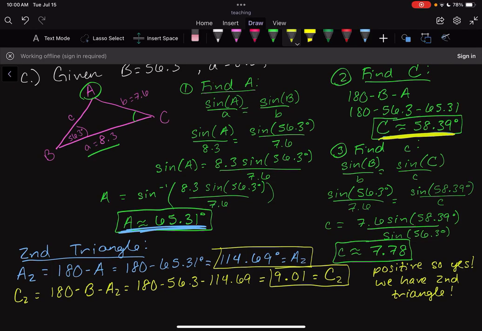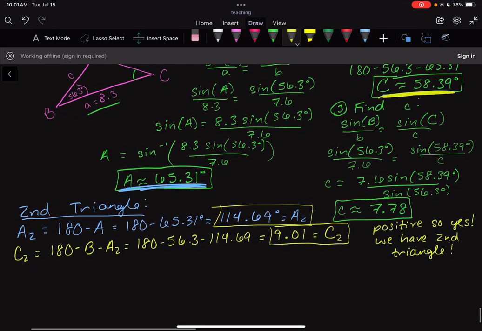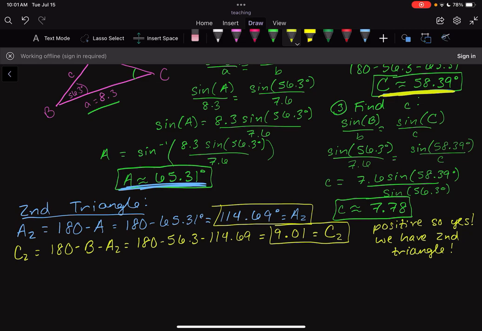So if that C2 had been negative, we would have said, nope, sorry, no second triangle. But since it's positive, we do have a second triangle. So now I have my A2, I have my C2. Now I need to go get my side C2.